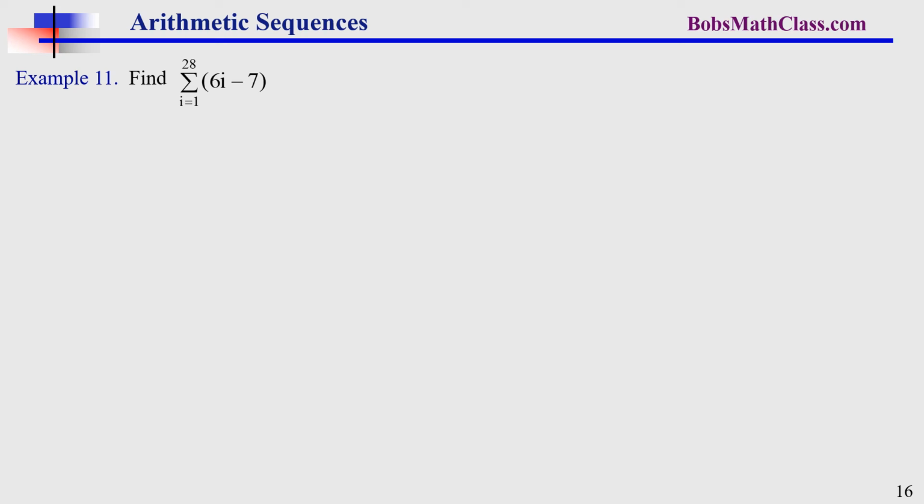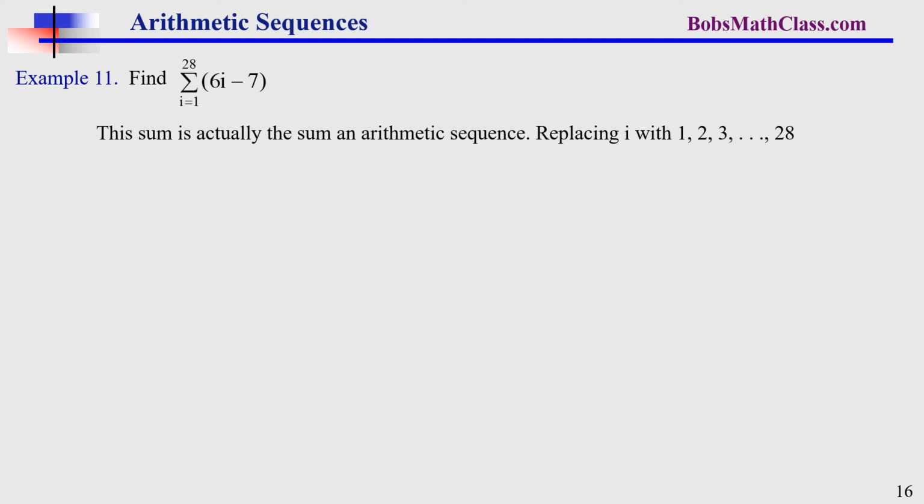What I want you to do is just list a couple of terms and the last term. Okay, let's start with i equals 1. Plug in i equals 1, get that answer. Then plug in i equals 2, get that answer. Maybe plug in i equals 3, get that answer, just to make sure it's arithmetic so we can really see, yes, this is definitely arithmetic. And then plug in i equals 28 to get the last term. So it's an arithmetic sequence. We're going to replace i with 1, 2, 3, and 28.